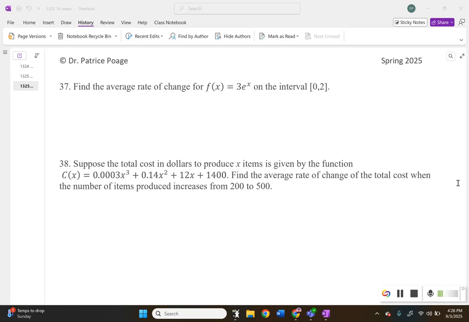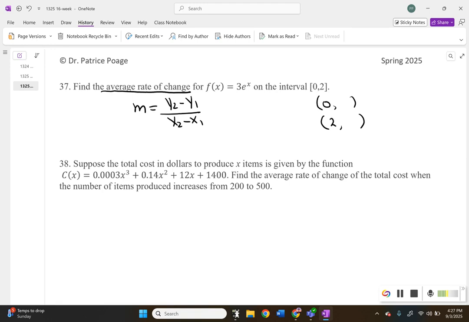Okay, number 37 says find the average rate of change. So average rate of change. Average is algebra. That means between 2 points. And so that's where we just use our basic slope, which is y2 minus y1 over x2 minus x1. And it says on the interval from 0 to 2. So that means we have x equals 0 and we have x equals 2, and we just need to find the y values for those.